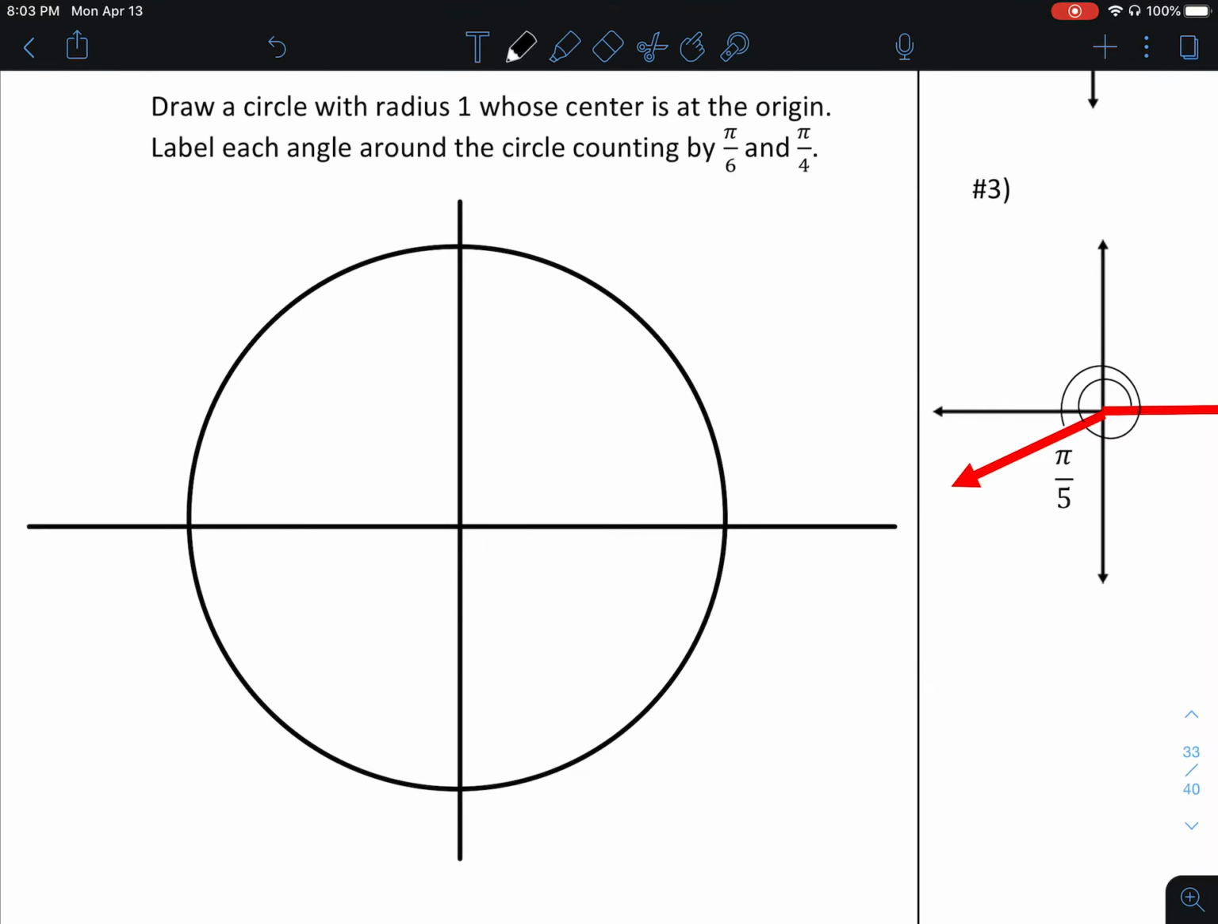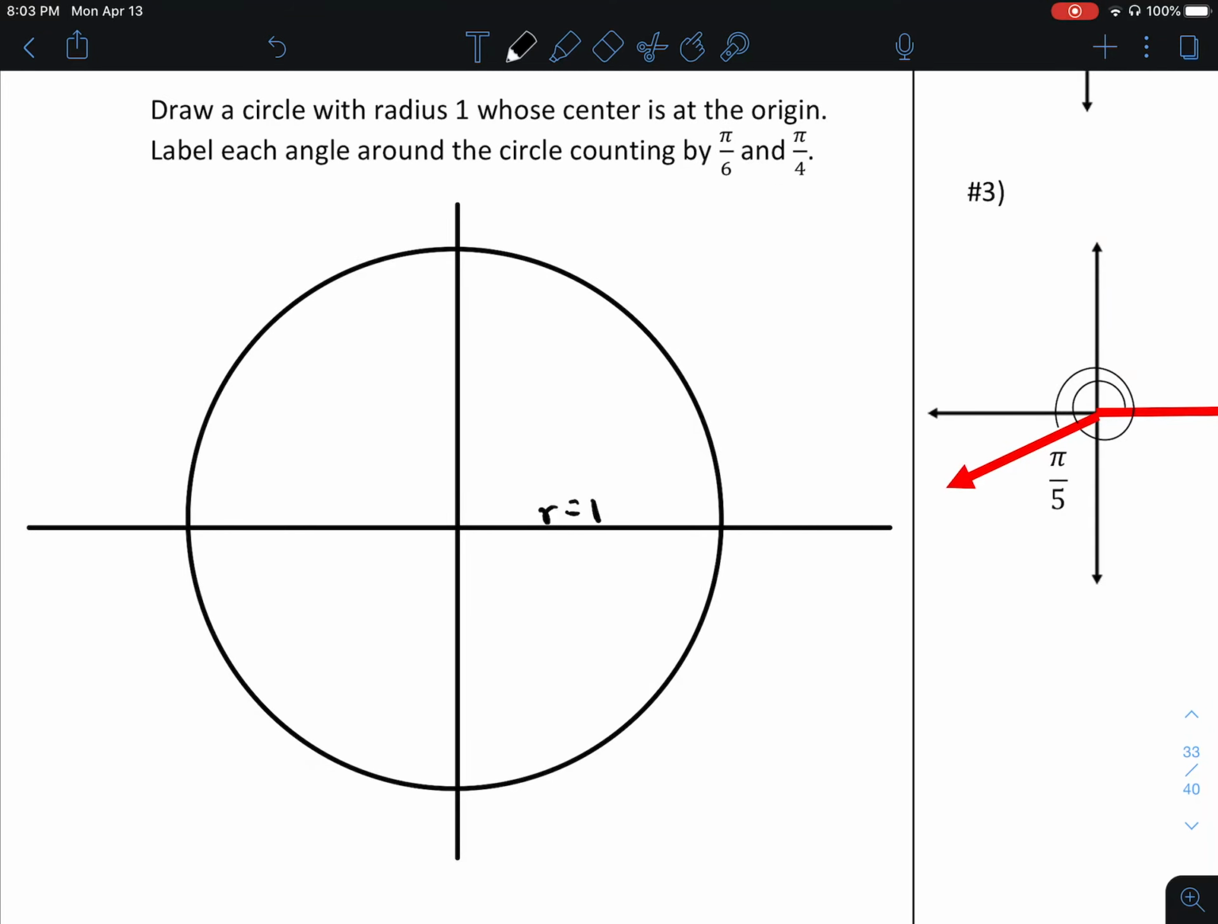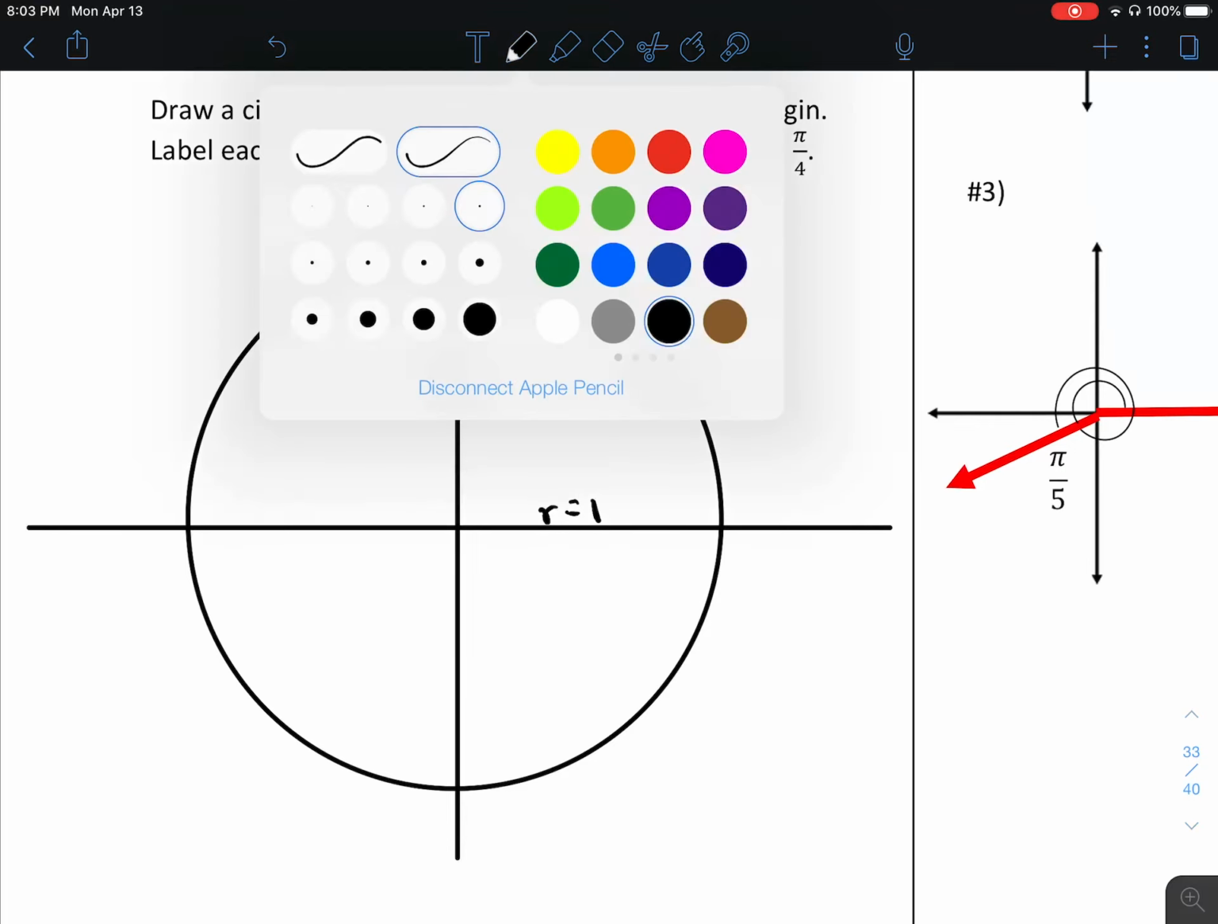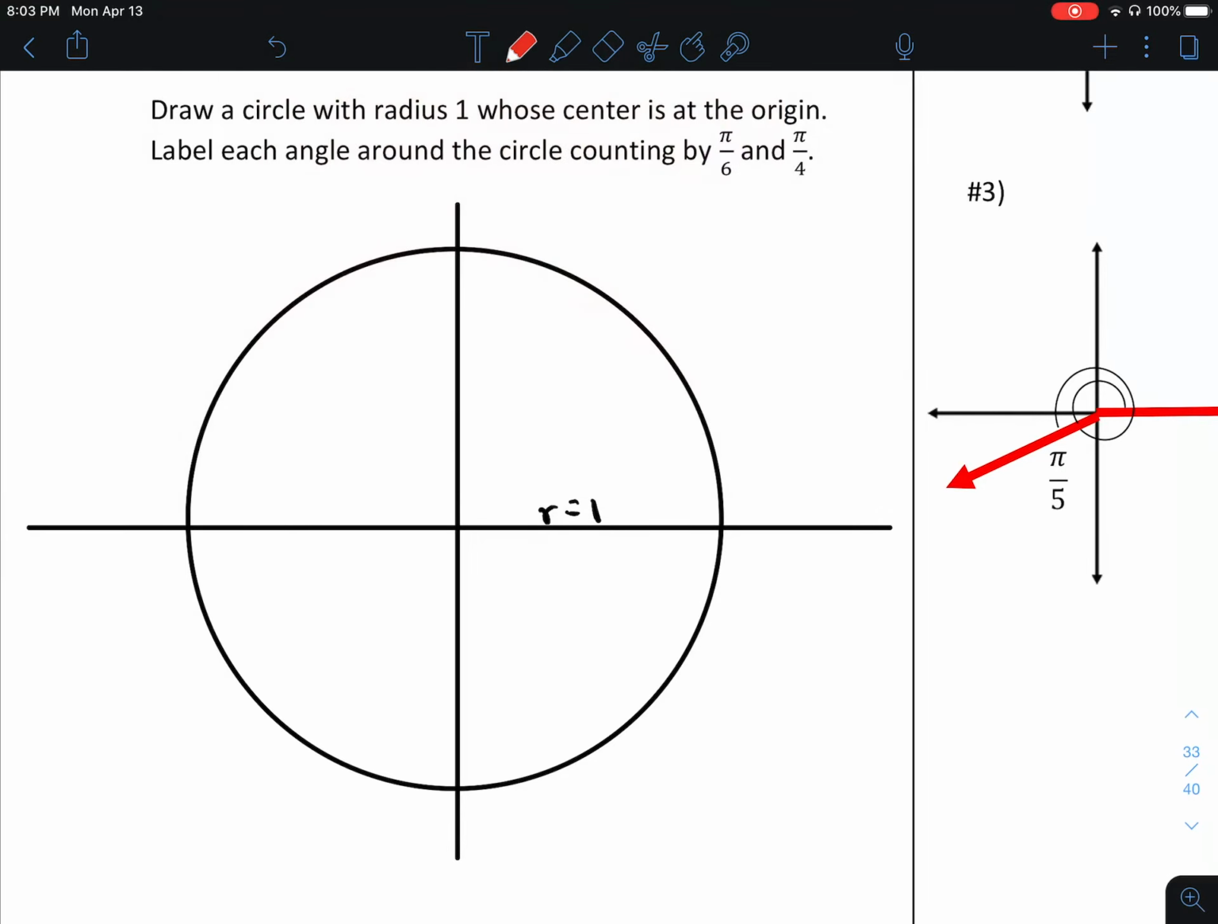So let's say this is a unit circle. Radius is 1. Let's count by pi over 6. Now a lot of these angles I'm going to draw and I'm going to put their measurements off to the side because they're going to have to be reduced.